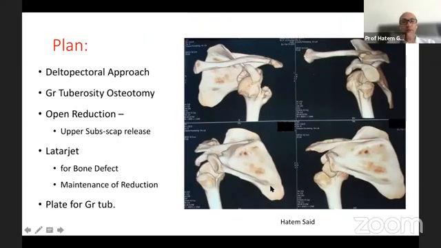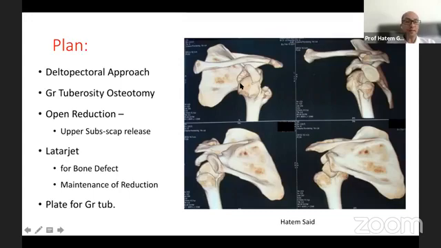So the plan was to do a deltopectoral approach. We initially thought, should we do a lateral splitting, but I know that it's very difficult to reduce. So we did a deltopectoral approach. We decided obviously that the greater tuberosity must be reduced. The cuff, the supra and infraspinatus, is attached to that. Open reduction is the most difficult part, actually reducing the joint after so many months.